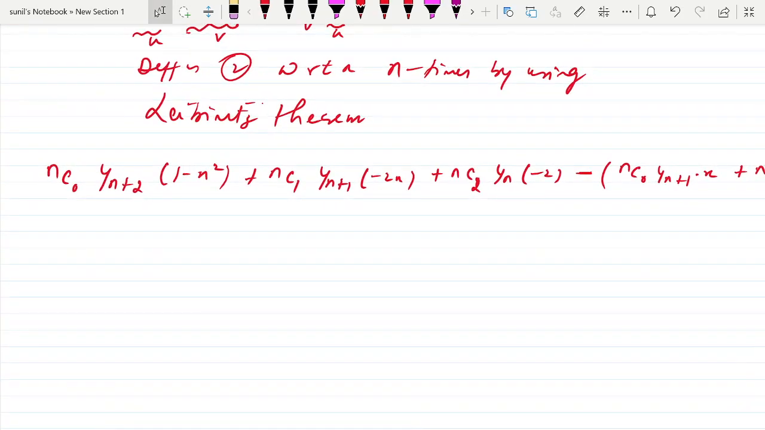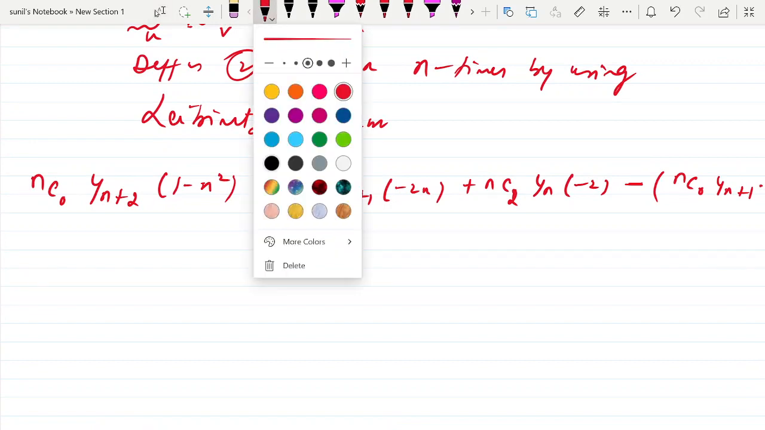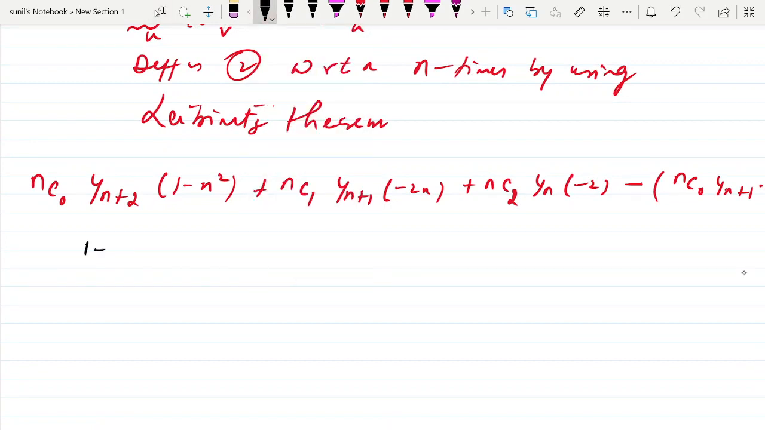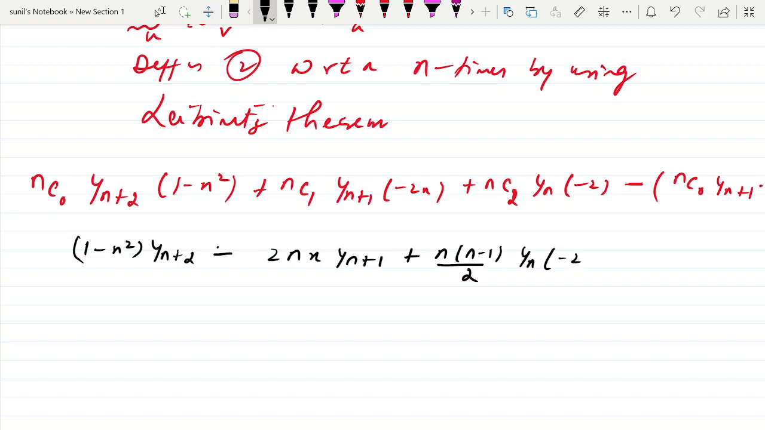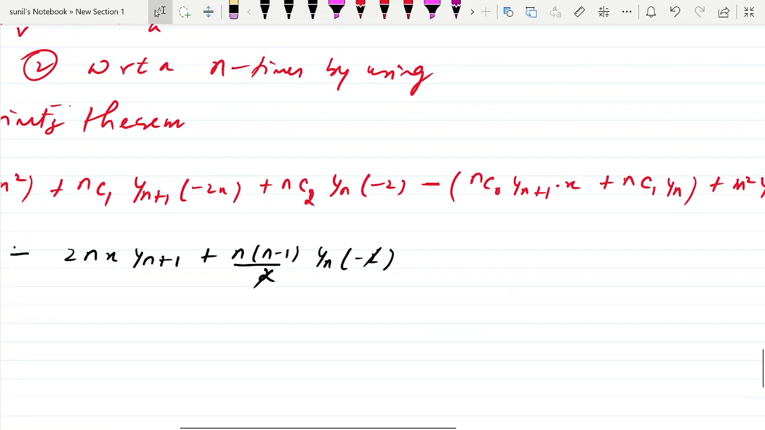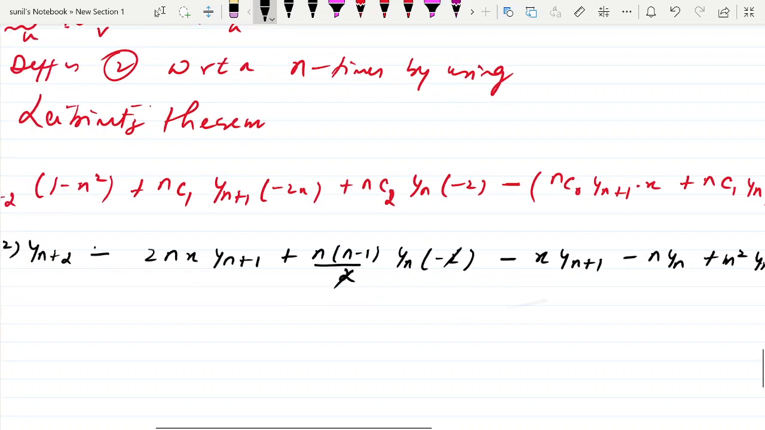Now it's time for simplification. Okay, I am changing the color, so it is (1 minus x square) y_{n+2} plus, since the minus sign is there, and because nC1 is n, it turns out to be 2nx y_{n+1}. nC2 is n into (n minus 1) over 2 into y_n into minus 2, so this will get cancelled. nC0 is 1, so minus x y_{n+1}. nC1 is n, so minus n y_n plus m square y_n.